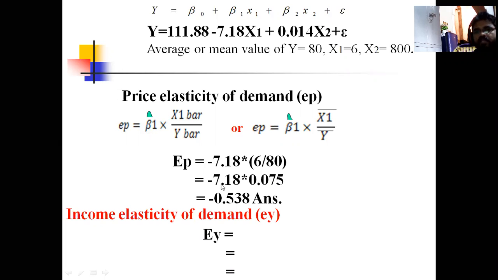Then you multiply 7.18 with 0.075, and you will get minus 0.538. That is the price elasticity of demand for this particular data set.